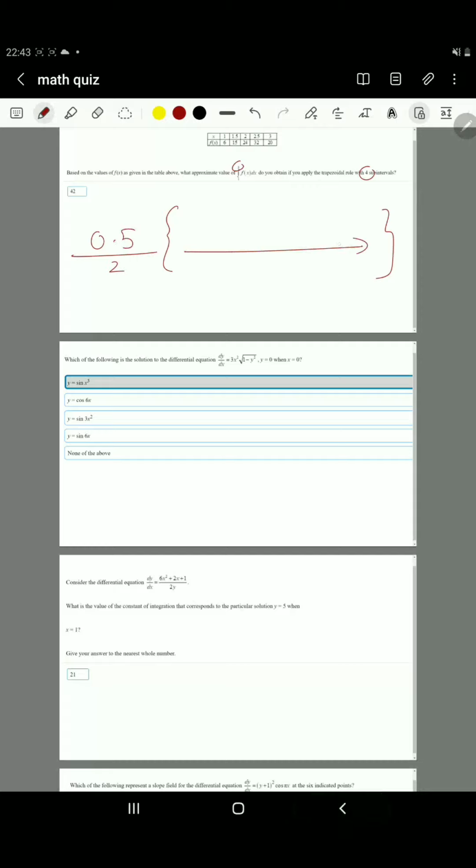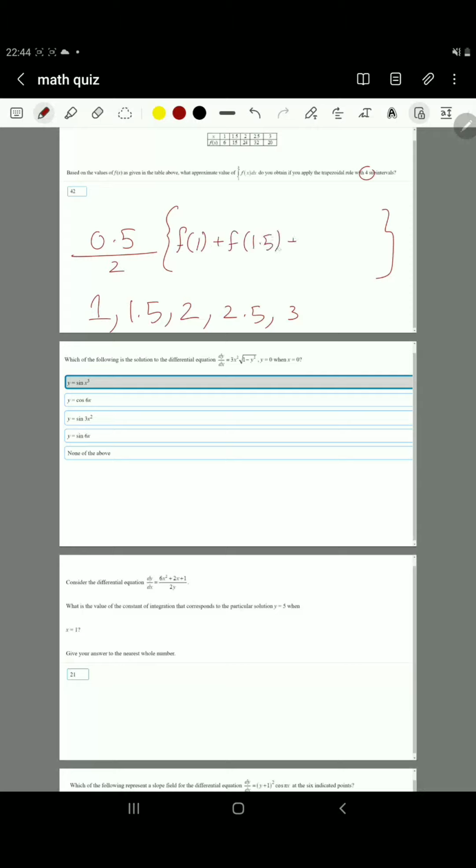Cool. Now we want to find this. How do we find that? Well, we take the lower limit and we keep adding 0.5 until we get the upper limit. So 1 plus 0.5 is 1.5. 1.5 plus 0.5 is 2. 2 plus 0.5 is 2.5. 2.5 plus 0.5 is 3. And the upper limit is 3. So we stop. What you do now is you take the value of the function at every point we listed.